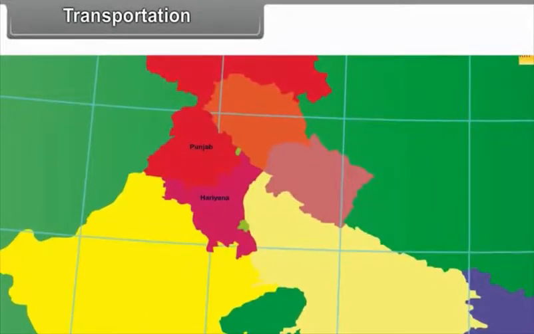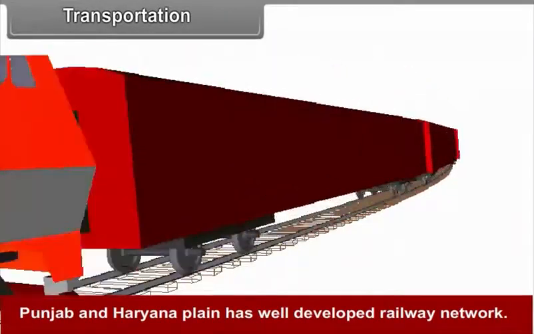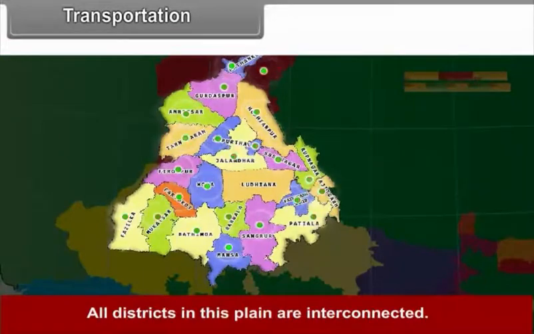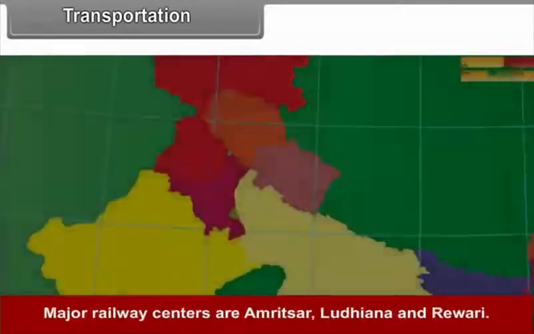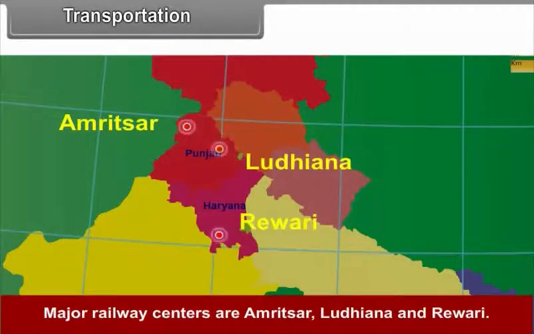Transportation. Punjab and Haryana plain has well-developed railway network. All districts in this plain are interconnected. Major railway centers are Amritsar, Ludhiana and Rewari.